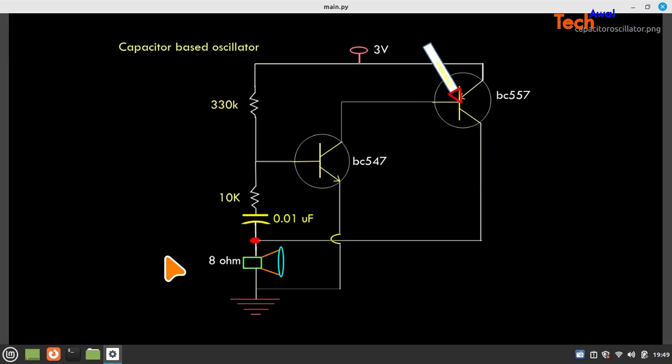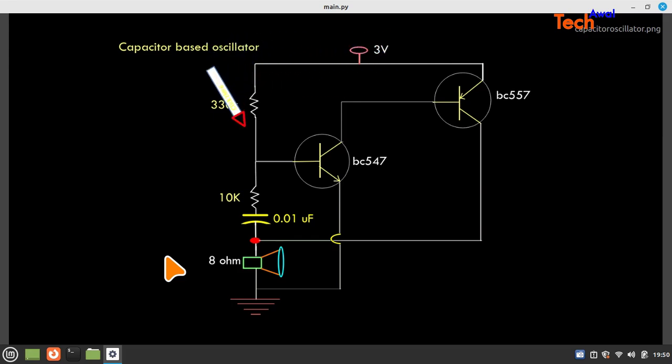Okay, and this is N and this is P. So at N the voltage is higher and P voltage is low. So this should be considered in reverse bias. Okay, so this is a typical kind of NPN and PNP circuit.